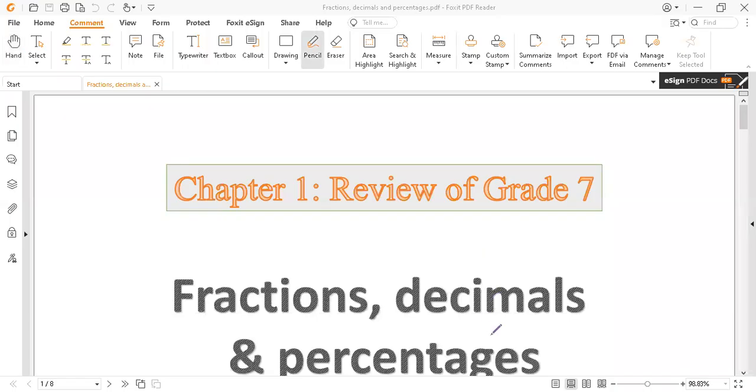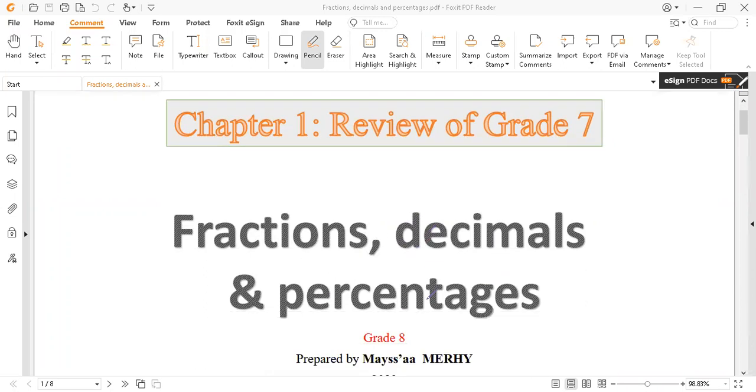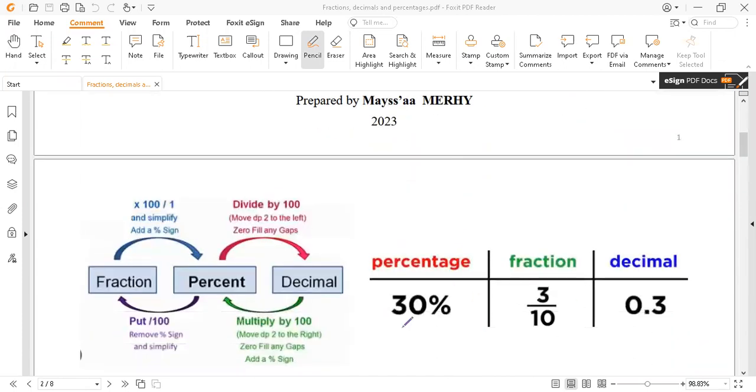Hi everyone. In this session we will recall fractions, decimals, and percentages from grade 7. So how do we convert from fraction to percent to decimal? From fraction to percent, we multiply by 100 over 1, or simply by 100, and we add the percent sign. And from percent to decimal, we easily divide by 100.